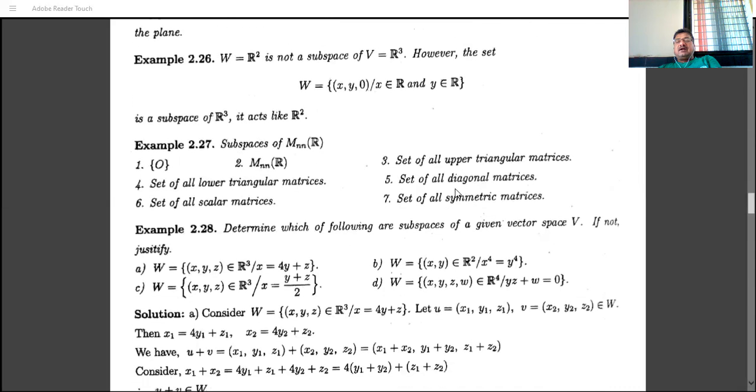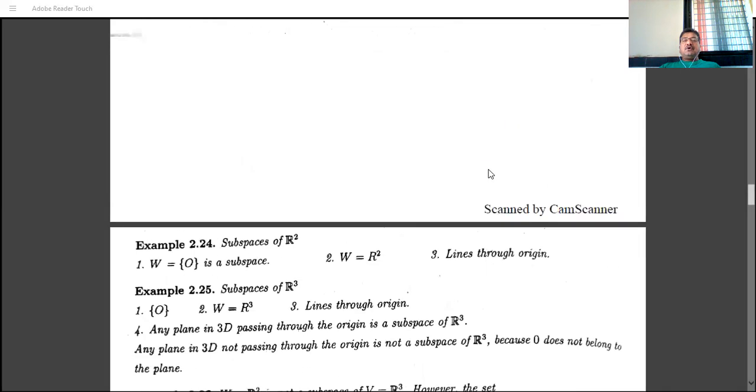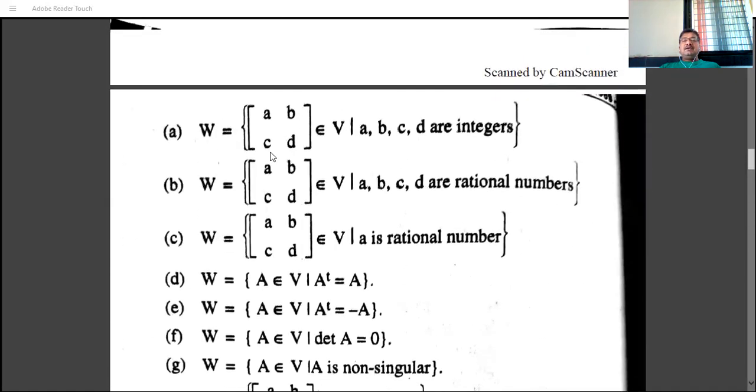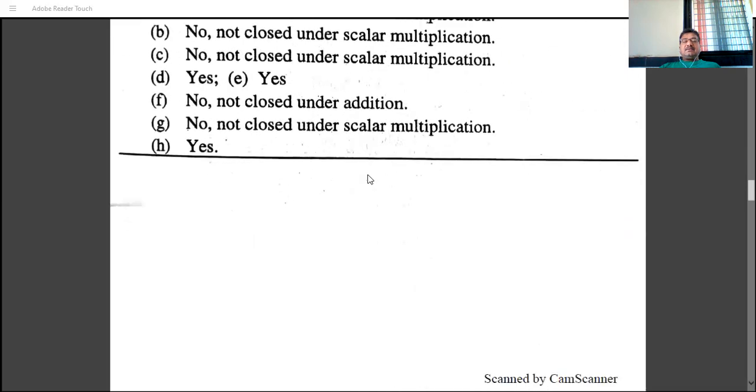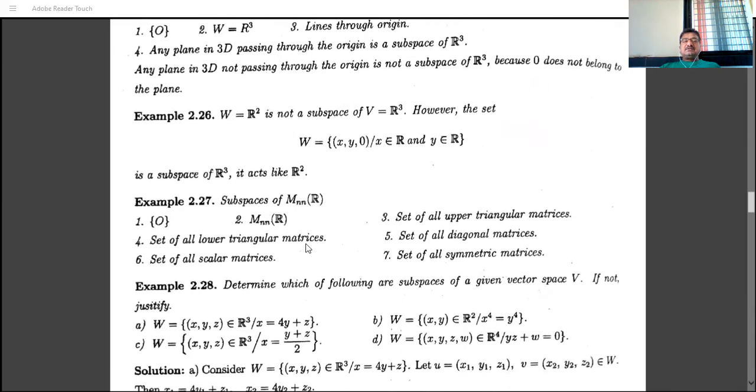Upper triangular matrix means what? The matrix whose elements below the diagonal are 0. For example, you can write the upper triangular matrix of order 2 as [a, b; 0, d]. So this is the upper triangular matrix. The elements above the diagonal are non-zero, below the diagonal are 0. And what is the lower triangular matrix? Now the elements above the diagonal are 0. It's called a lower triangular matrix.